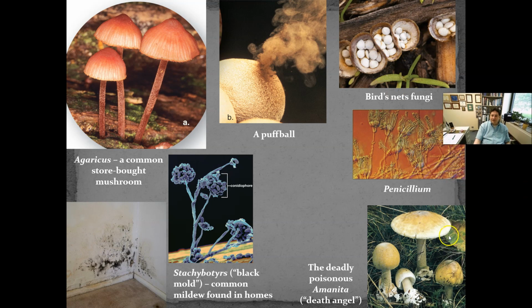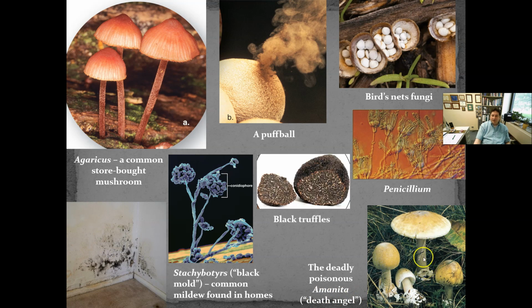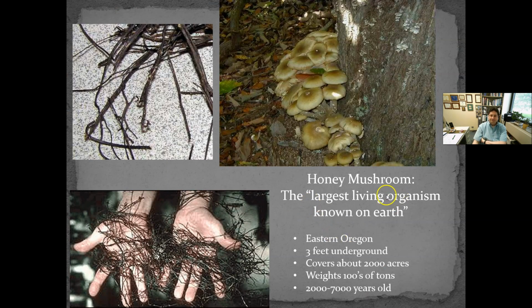This is an extraordinarily deadly mushroom called Amanita. It's called a death angel or a destroying angel. Very, very deadly, very toxic. Truffles are mushrooms that grow underground. You may have heard of truffle oil. Very expensive. This is the honey mushroom, which is considered the largest living organism on Earth. It's in eastern Oregon, 3 feet underground, covers about 2,000 acres, weighing hundreds of tons, and is probably up to 7,000 years old. It's one big, huge mass of mycelium.